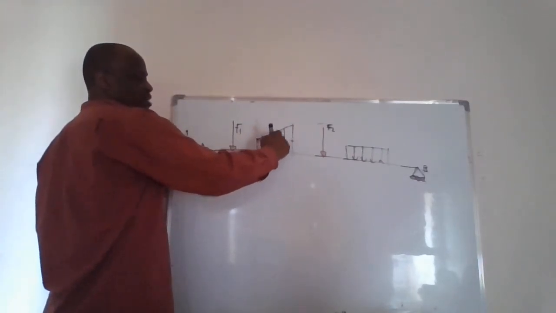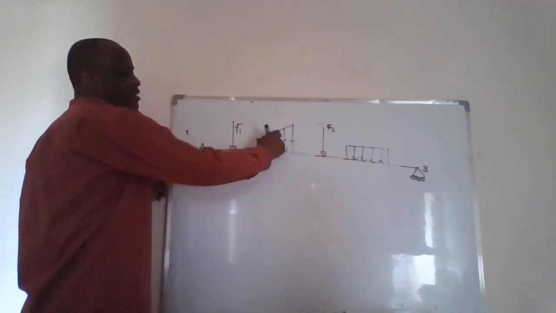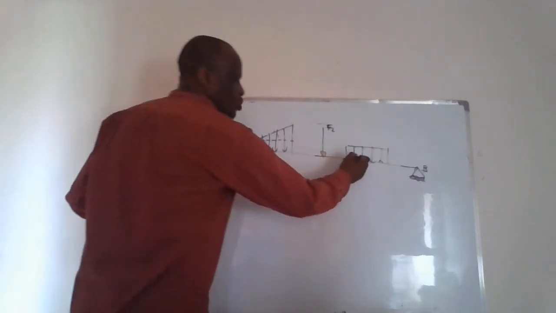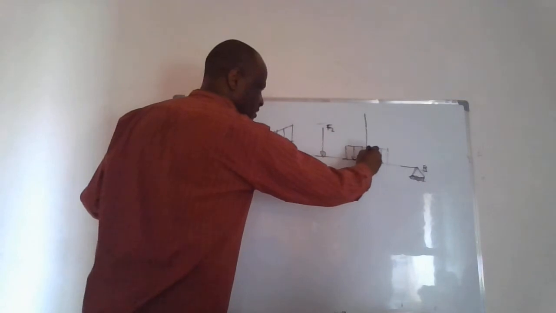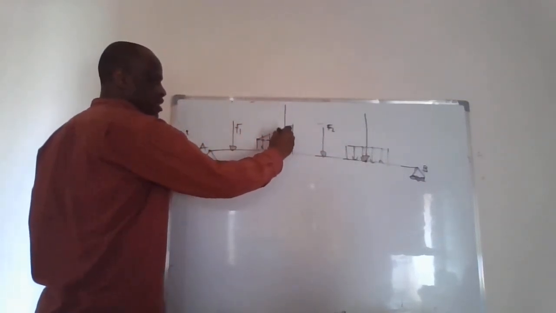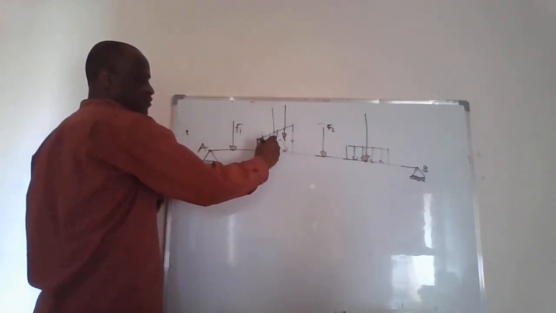This one should be split because it's a combined VDL. This one will have its resultant. As we know, we need to get the resultant. This one will have two resultants, one resultant for the top and one resultant for the bottom.